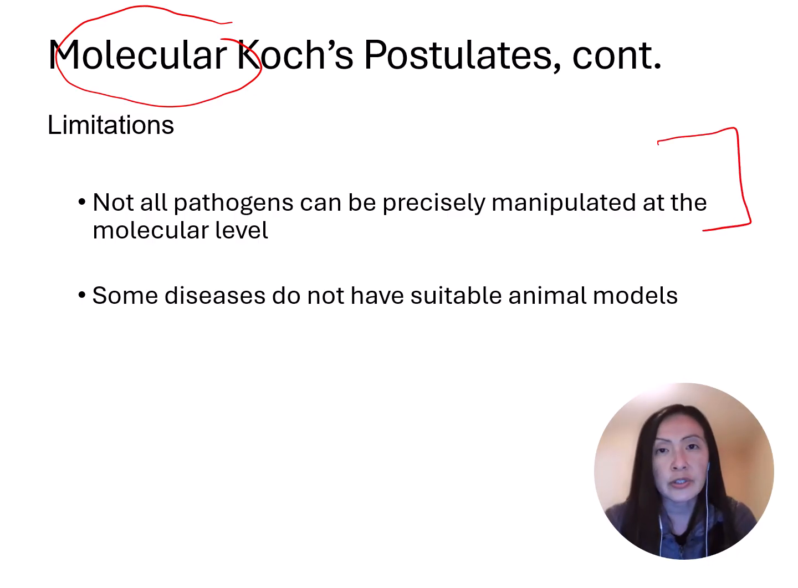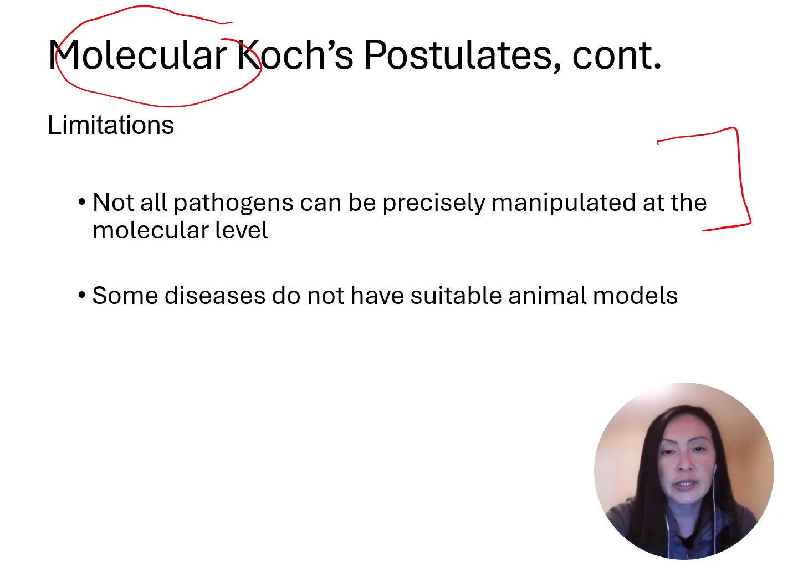Not all pathogens can be genetically or molecularly manipulated. One example is Mycobacterium leprae that causes leprosy, can't be genetically modified because we can't grow it in artificial media. It only grows well in armadillos or mouse foot pads. Another one is Treponema pallidum that causes syphilis. We said we can't really grow it right. It's fragile. It doesn't really grow well in artificial media.